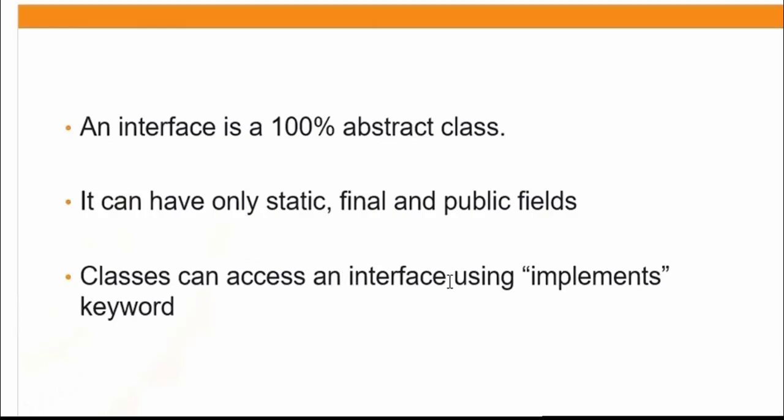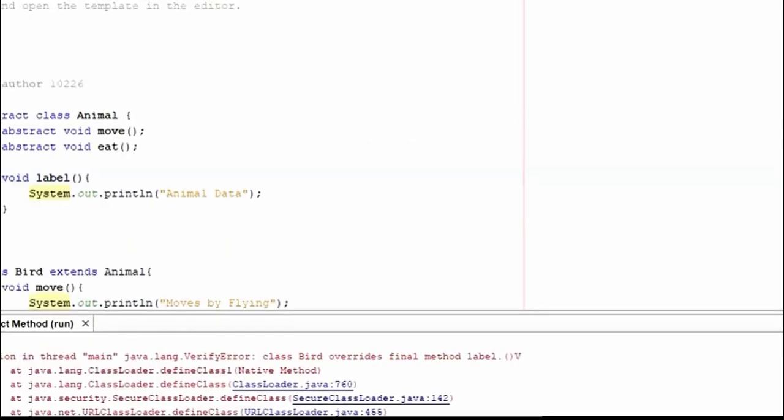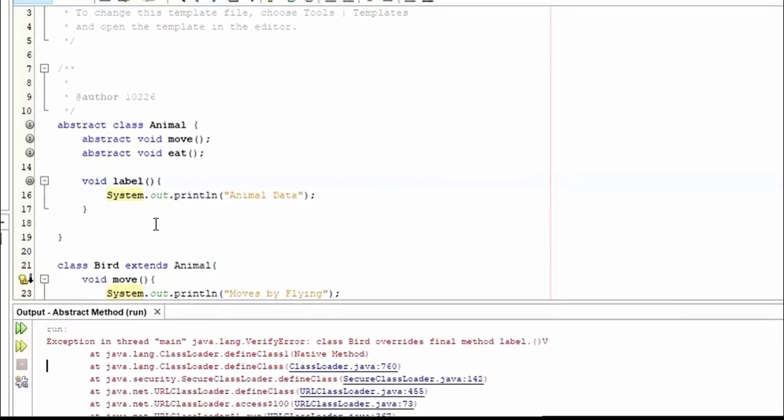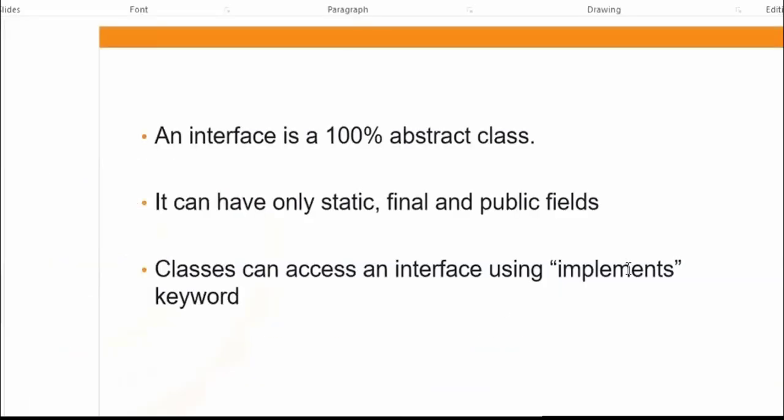Classes can access an interface using the implements keyword. This is an important thing that you need to focus on. Here we are going to use the keyword implements. Before, in the abstract class, we used the keyword extends, right? So here this is an abstract class, this is a parent class. If you want to access the properties of this class in the child class, we use the keyword extends, right? Here in the interface we are no longer going to use extends. We are going to use the keyword implements, right?